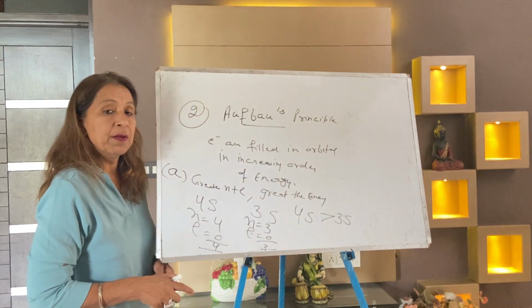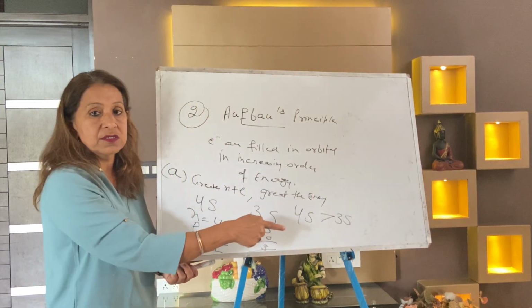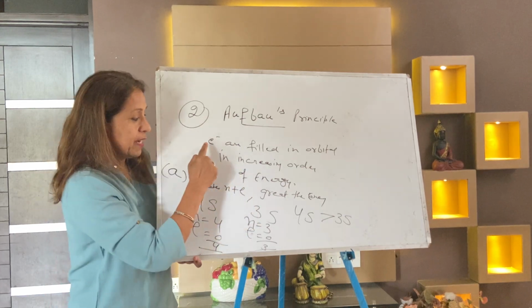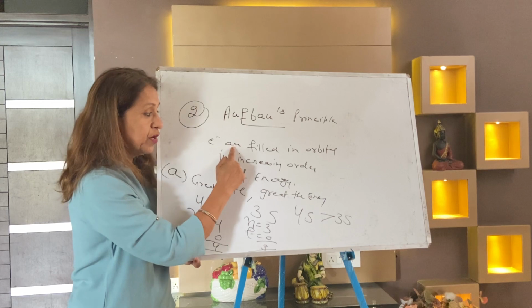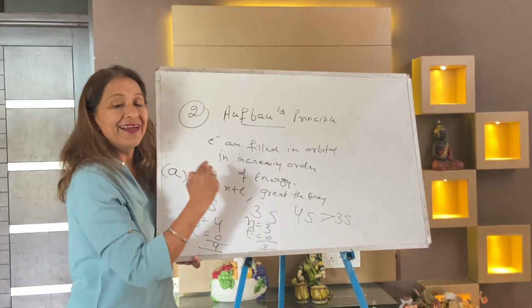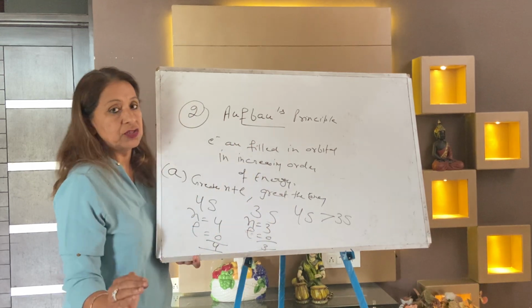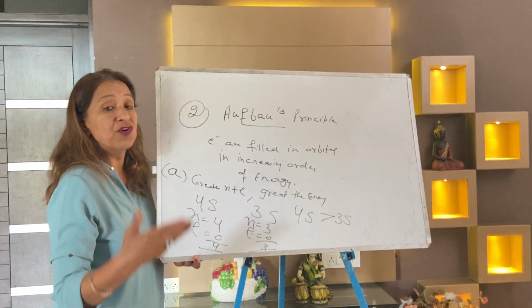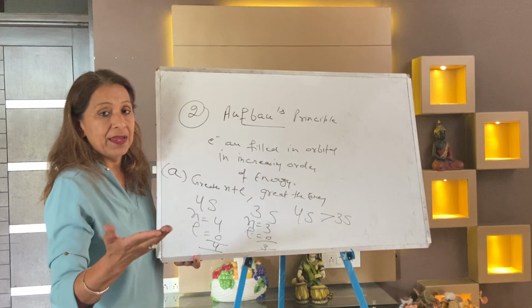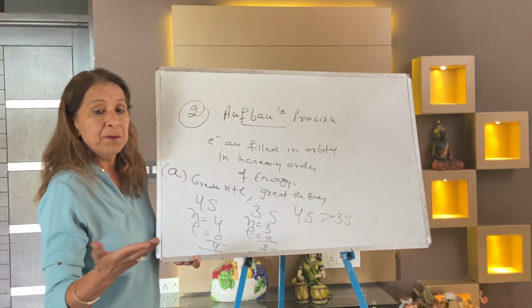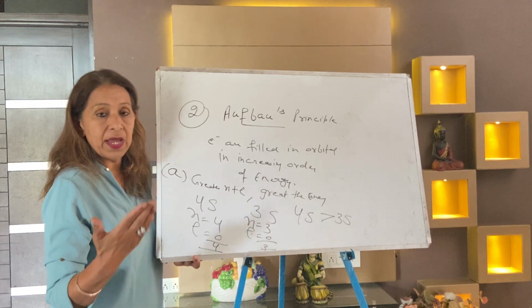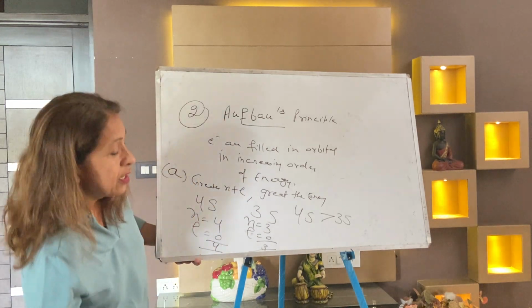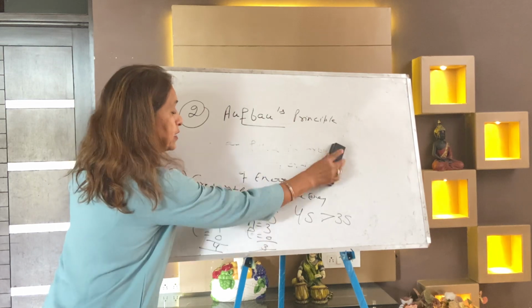So which orbital will be filled first? 3s, after that 4s. So according to this principle, electrons are filled in orbitals in increasing order of energy. How do we calculate this order? By summing n plus l. It's also called the n plus l rule. Greater the n plus l, greater the energy.